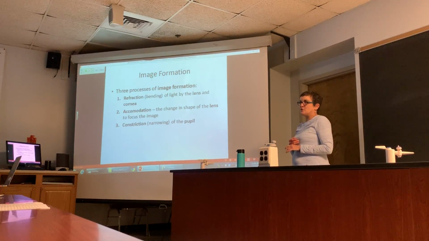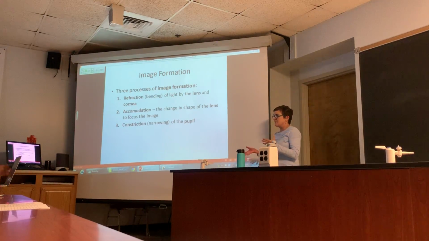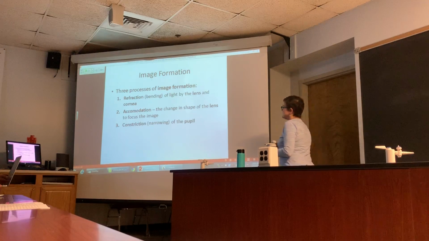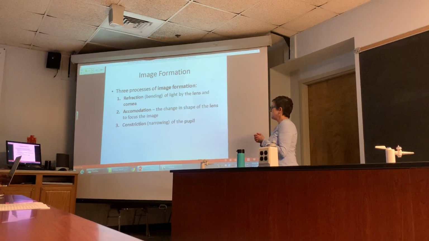Bending of light, which is called refraction, and this is done by the lens as well as the cornea, mostly the lens, but the cornea helps too. Accommodation, which is the change in shape of the lens during focusing. The cornea doesn't change shape, but the lens does.